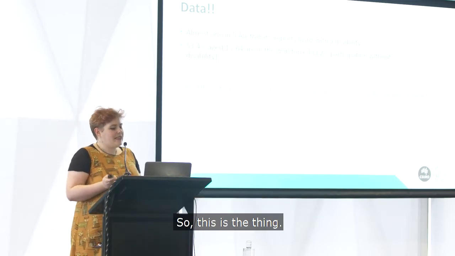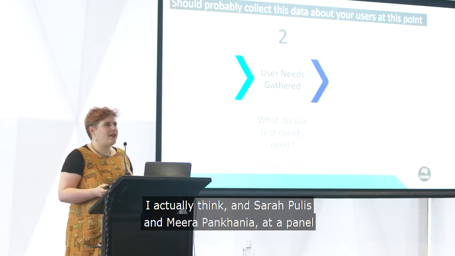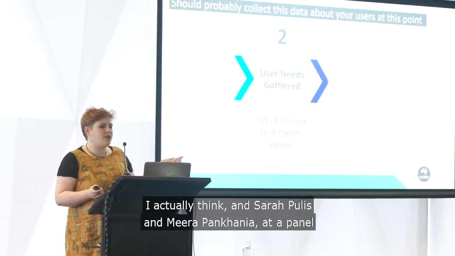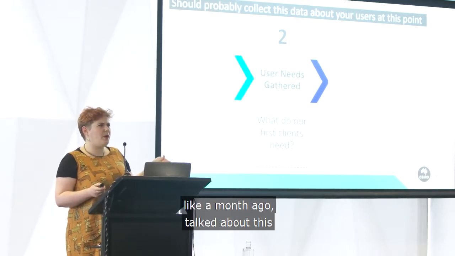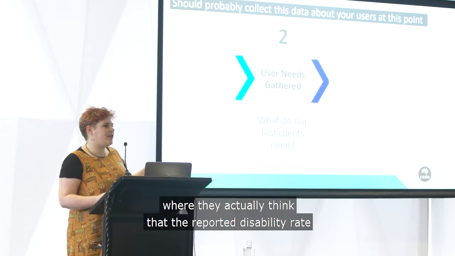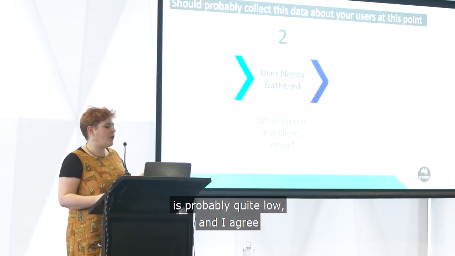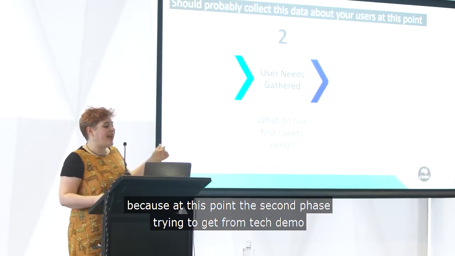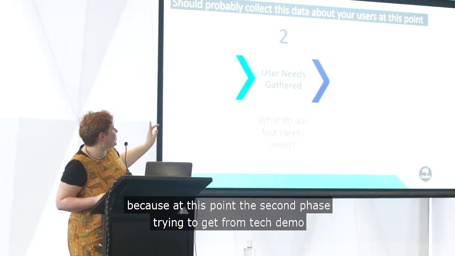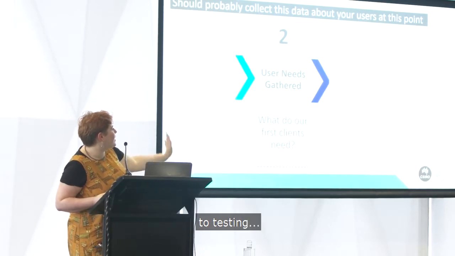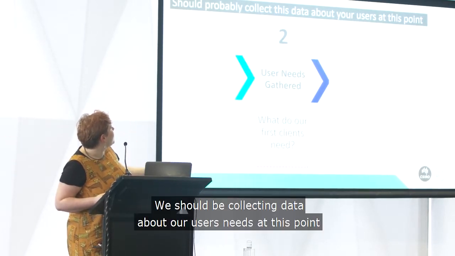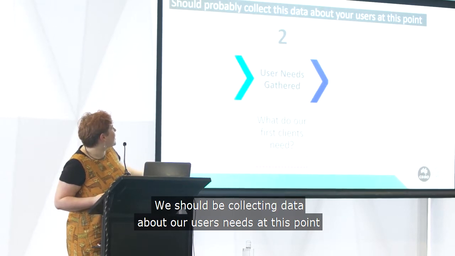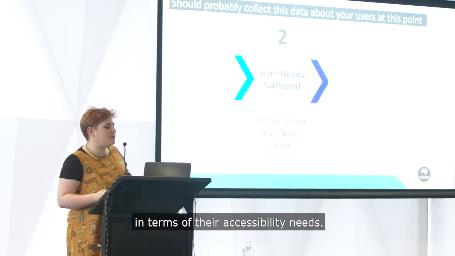So this is the thing. I actually think, and Sarah Pulis and Mira Pankania at a panel a month ago talked about this, where they actually think that the reported disability rate is probably quite low. And I agree, because at this point, the second phase in our, like, you know, trying to get from tech demo to testing, we should be collecting data about our users' needs at this point in terms of their accessibility needs.